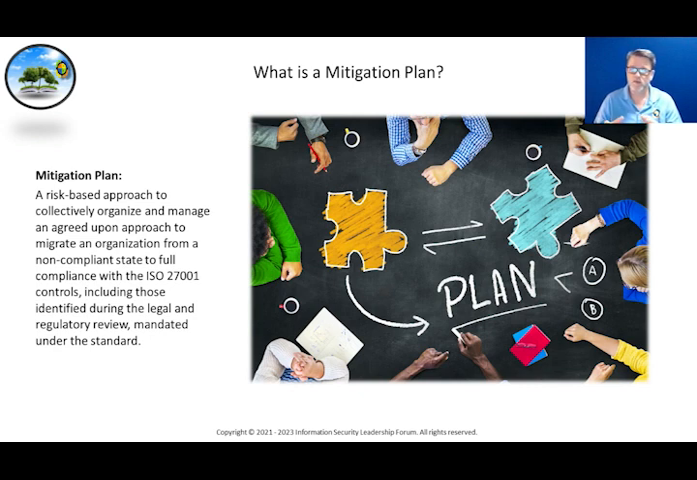So the goal now is to take it and put it together in a mitigation plan, which is a risk-based approach to collectively organize and manage an agreed upon approach to migrate an organization from a non-compliant state to a fully compliant one with the ISO 27001 controls, including those identified during the legal and regulatory review mandated under the standard.